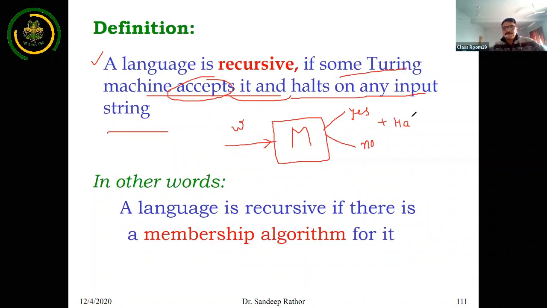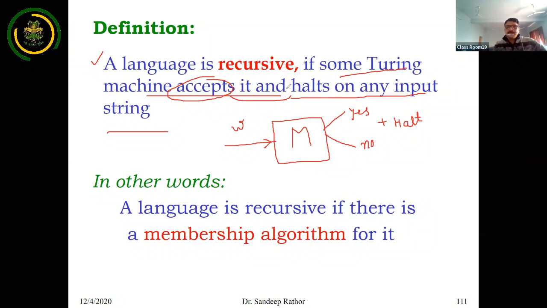So this is the simple representation for recursive. In the case of recursive, your machine will give the answer and then it will reach the halt state for any input. This type of language is called a recursive language. In other words, a language is recursive if there is a membership algorithm for it. It means if we have an algorithm by which we can decide whether a string is accepted or rejected, and then your Turing machine halts, then we say that this particular language is recursive. You can draw the diagram also. This is very useful in explaining things.